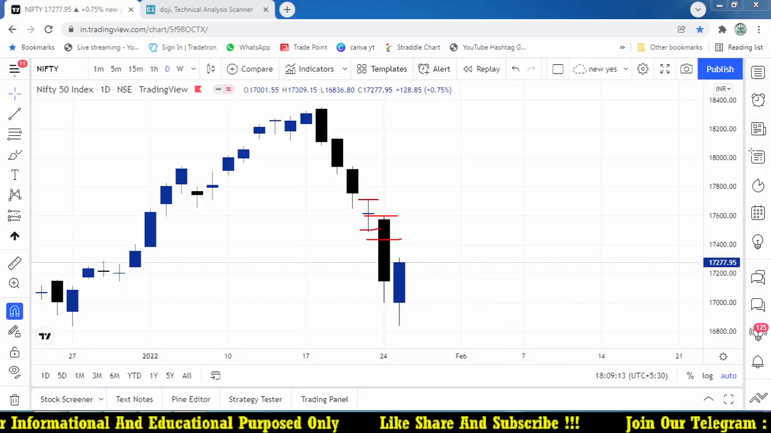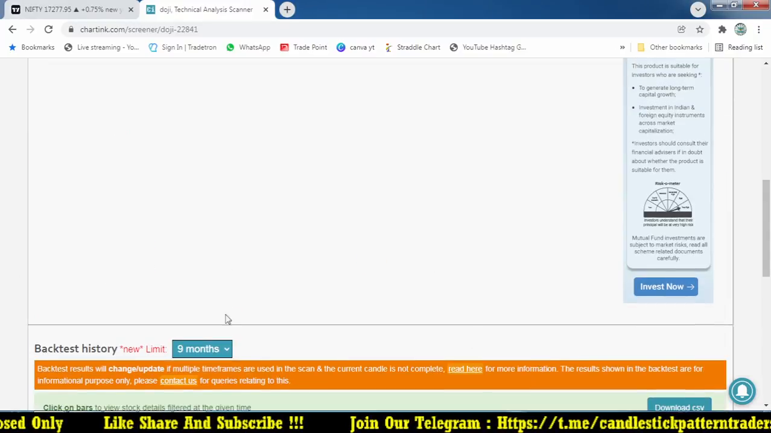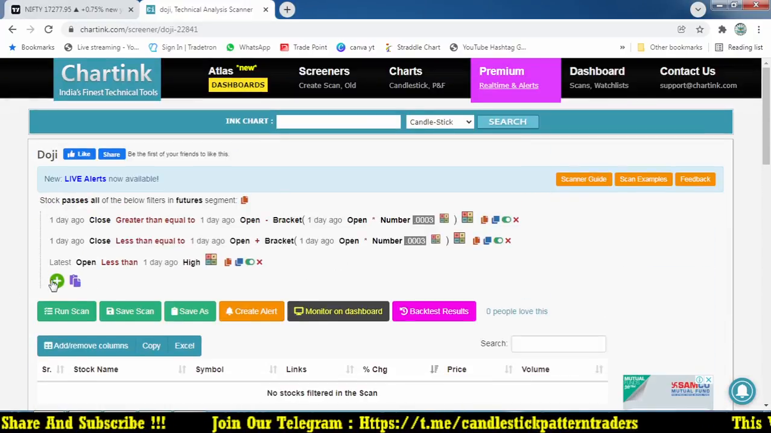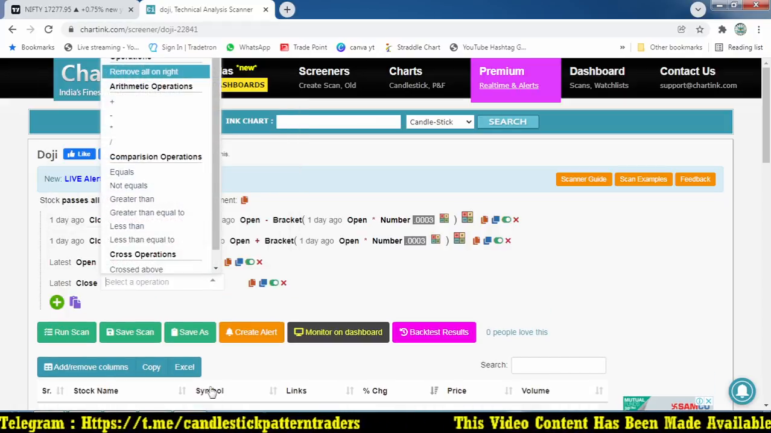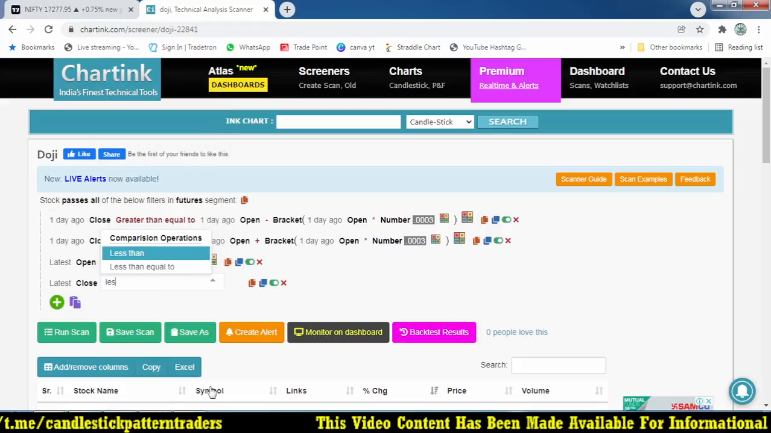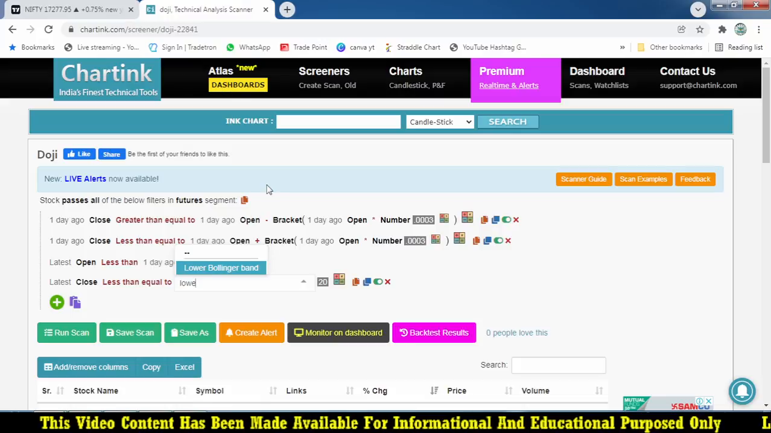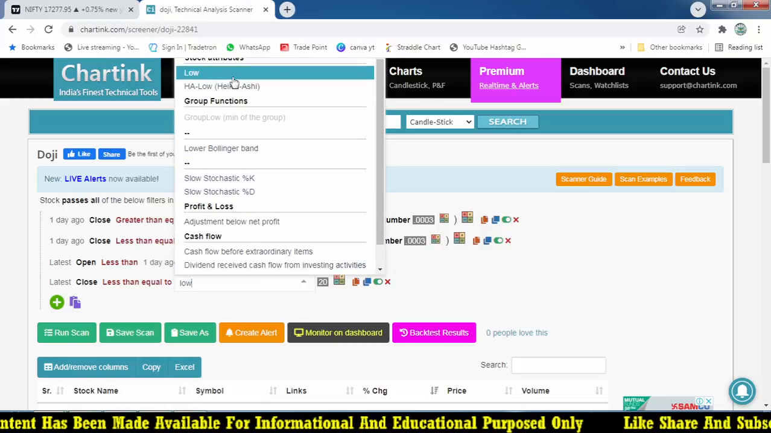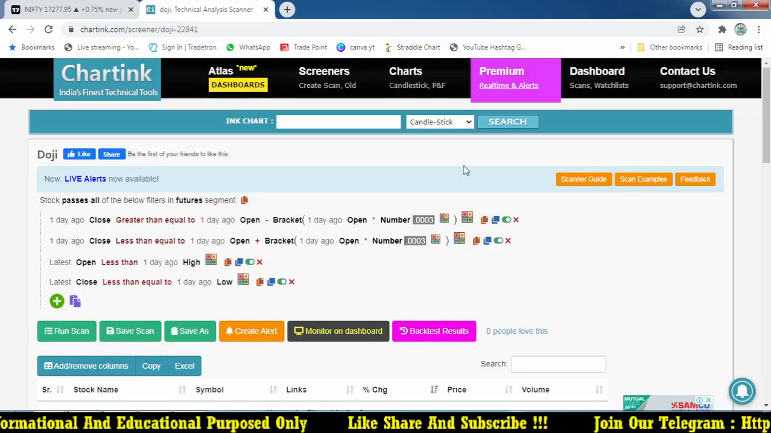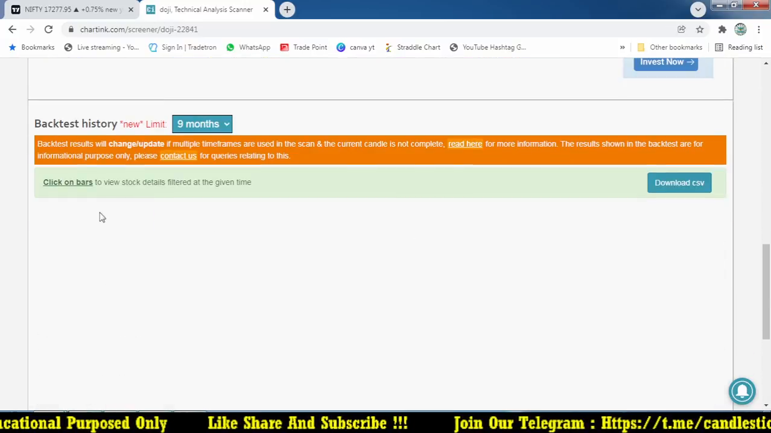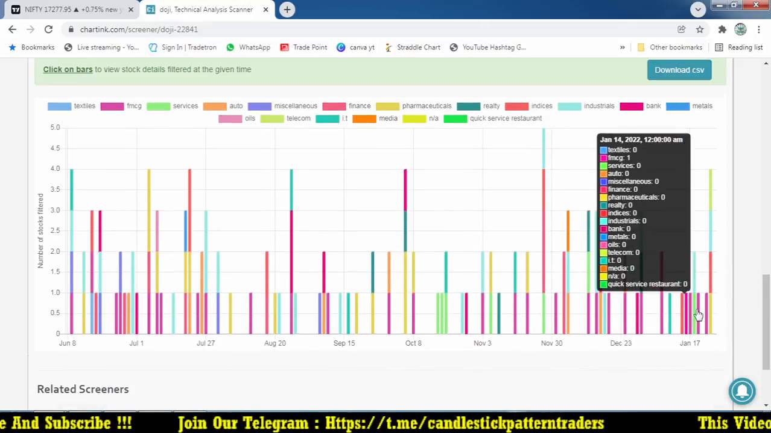Now I'm going to use another condition, which will find the next day candle that closes below the doji candle. So let us say close must be less than or equal to the low of one day ago. It's clear. If you are filtering, we will get a minimum number of stocks. Initially we got more stocks, so let me try it on some other days.